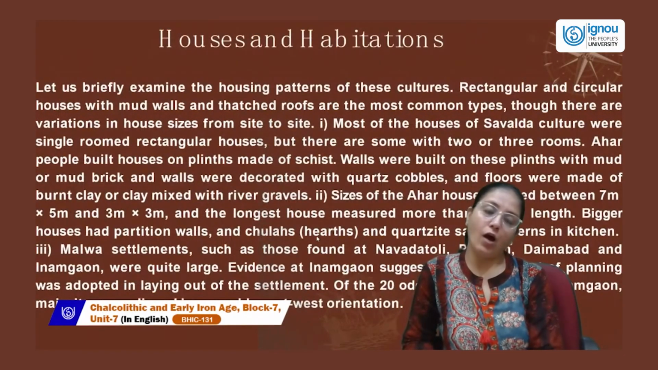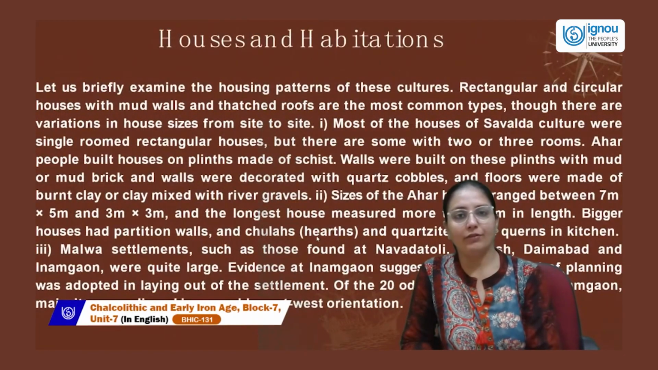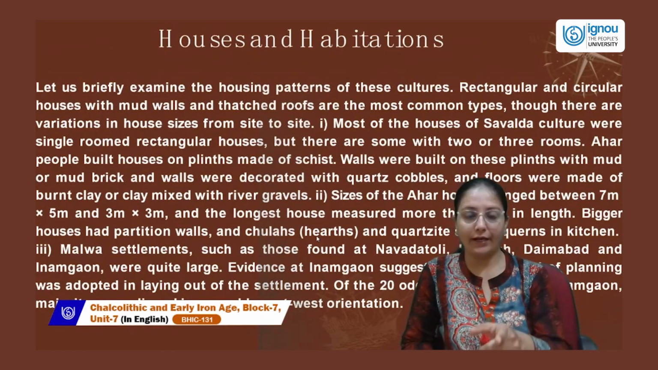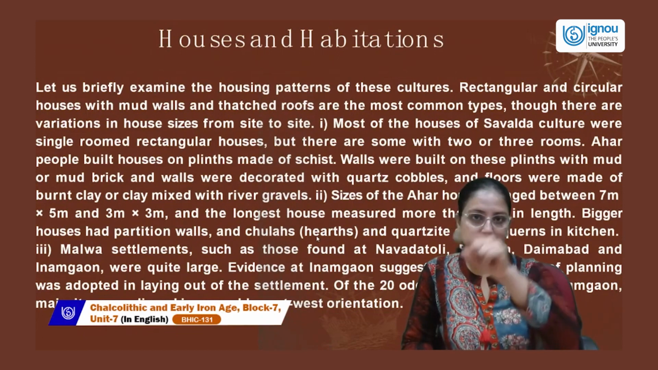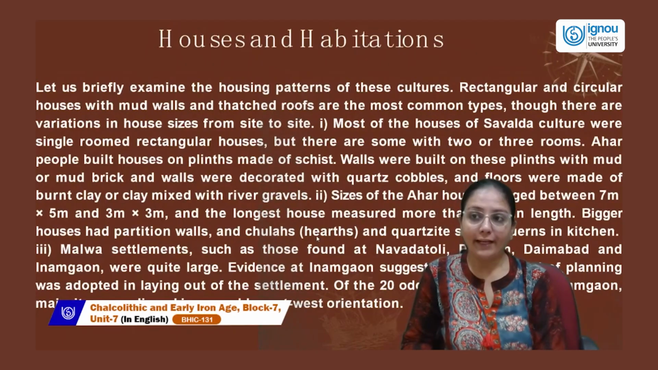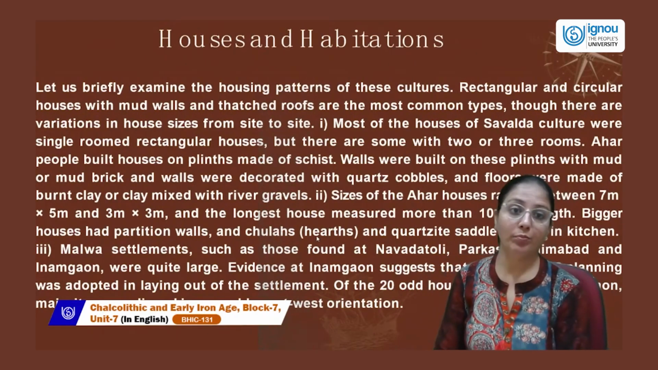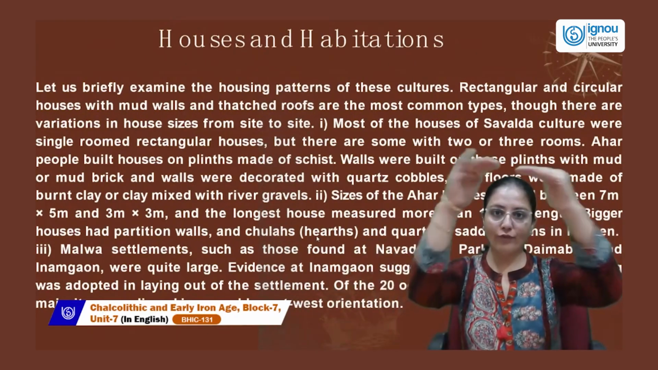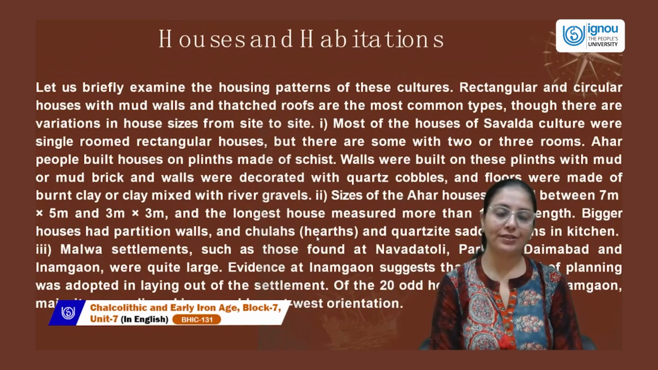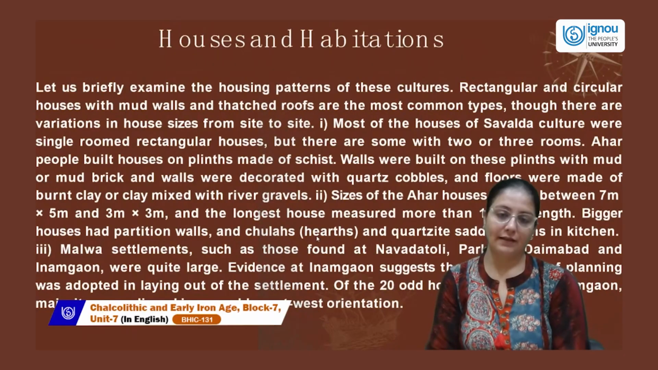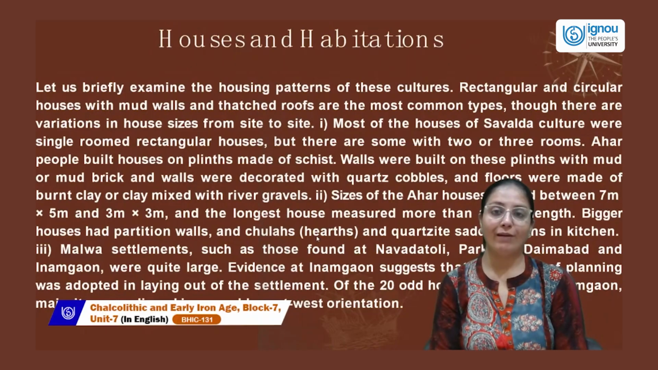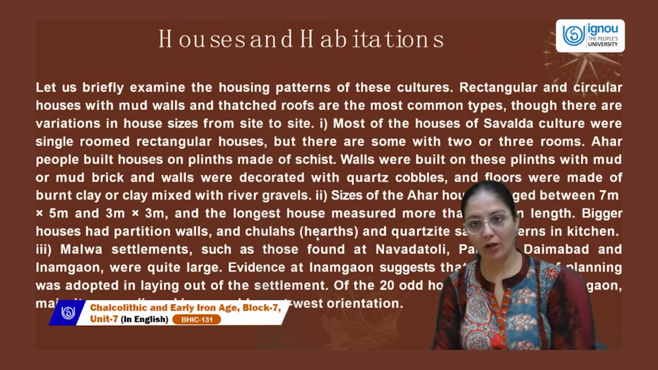Houses and habitation. How and where did they live? Briefly examine the housing pattern of this culture. As I said earlier, it was written that they were circular and rectangular. Rectangular and circular houses with mud walls and thatch roofs are the most common types, though there are variations in house sizes. Yes, according to the family, they made their houses. Big family, big houses. Small family, small houses.